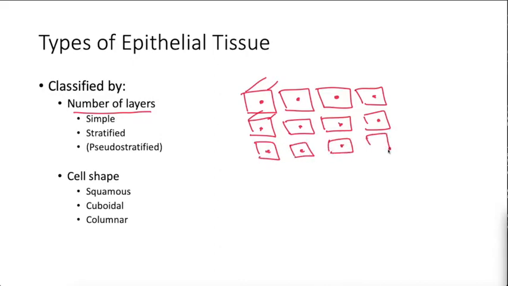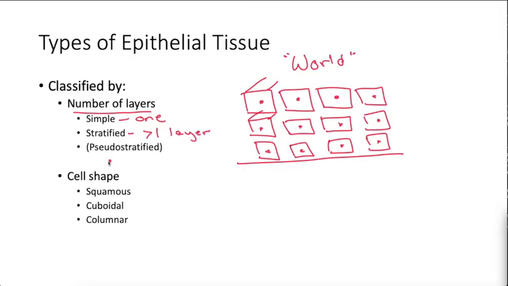And I'm just going to draw free. That means the basement membrane is all the way down here at the bottom. So these are the only cells that touch the basement membrane, and the cells at the top are the ones whose apical surface actually is in contact with the world. So simple means you only have 1 layer. Stratified means greater than 1 layer.